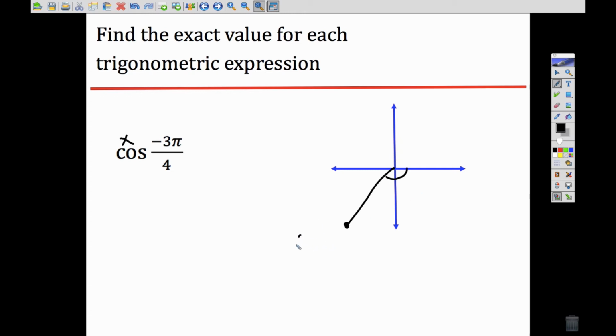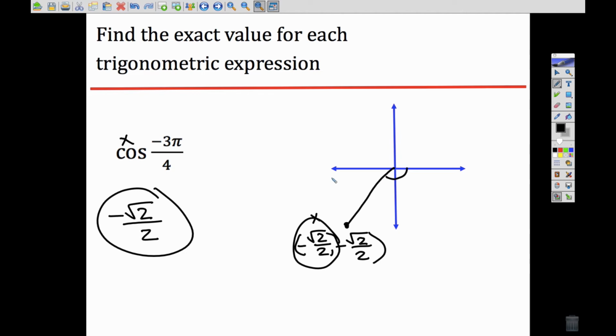So then I find those coordinates. I know it's the square root of 2 over 2, the square root of 2 over 2. In this quadrant, they are both negative. And I'm looking for the cosine. So I'm just simply looking for this coordinate, negative the square root of 2 over 2. I don't have to do anything else. I'm done.